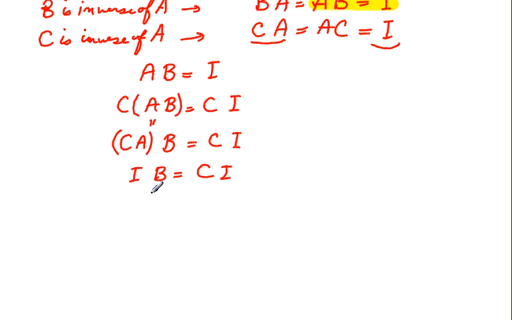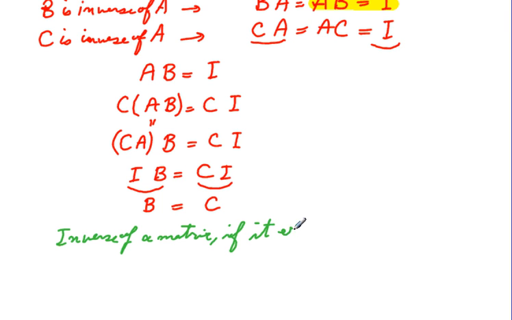Now we learned about the property of identity matrix. When I multiply identity by a matrix, what do I get? Just that matrix, is that right? So that's got to be C. So the two matrices that we have got to be the same. So the matrix inverse is unique. Let's write that again. Inverse of a matrix, if it exists, is unique. So that was a theorem for us.